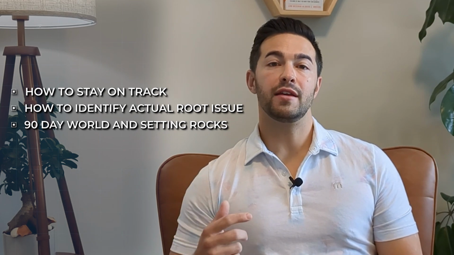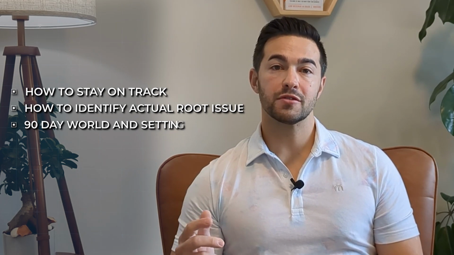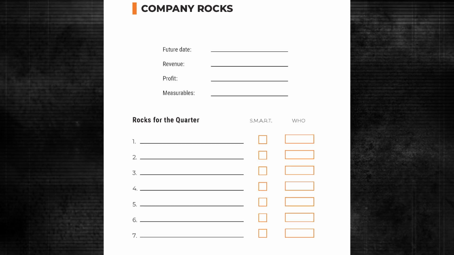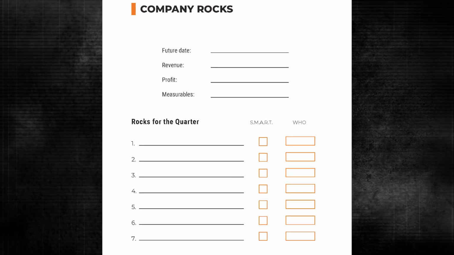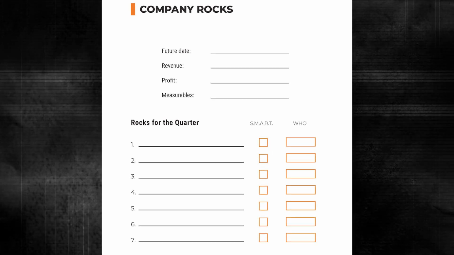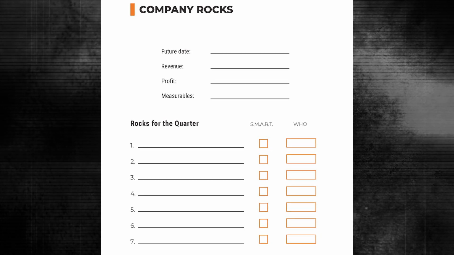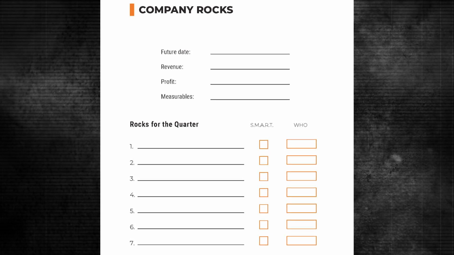And then we have the 90-day world and setting rocks. EOS operates on what's called the 90-day world, where every quarter we set company-wide and individual goals. And these are known as rocks. Rocks are the most important thing you need to accomplish that quarter. Things that are gonna bring you towards your 1-year goal. But they aren't just random tasks or doing your day-to-day work to keep the lights on. They're the big initiatives that are gonna move the company forward.